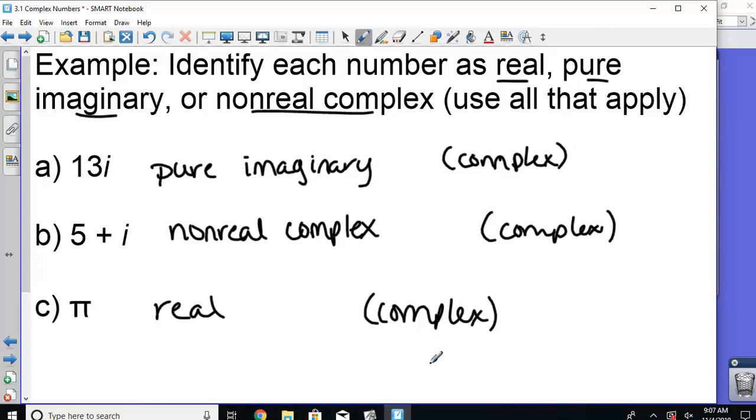Would you write complex if none of those were an option? One of those will always be an option because the only ways I can give you the number is it could not have an i in it, which means it's real. It could have an i in it, which means it's pure imaginary, or it could have both, which means it's non-real complex. So you will always have one of those three terms. Okay. Other questions?